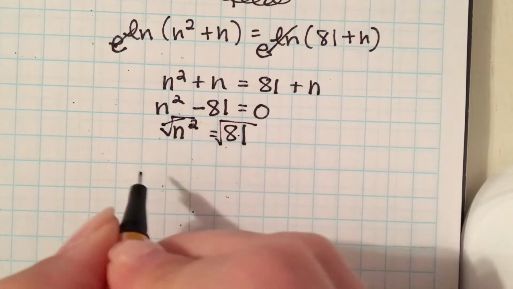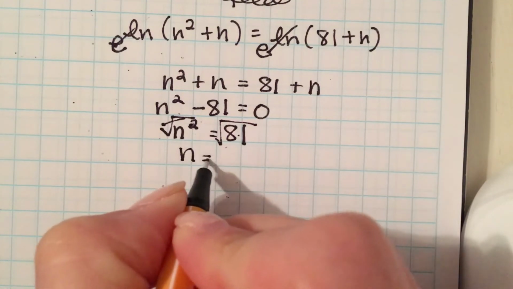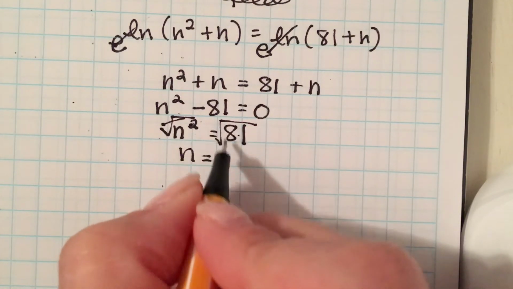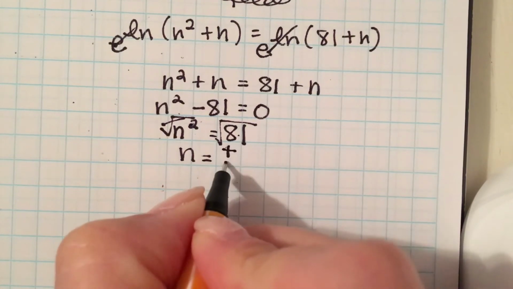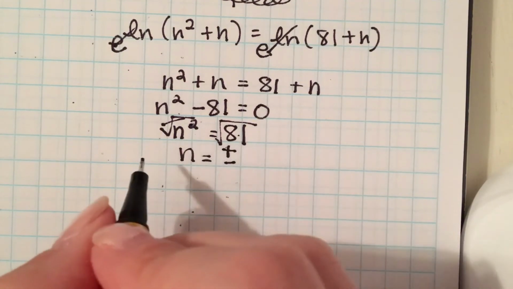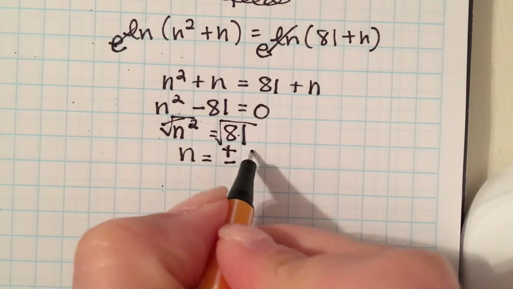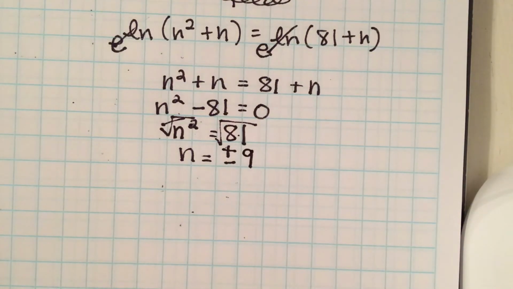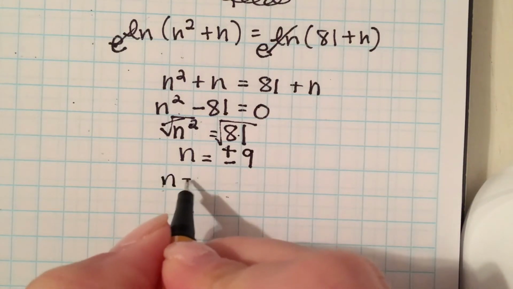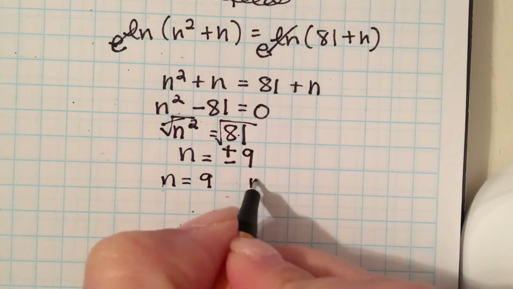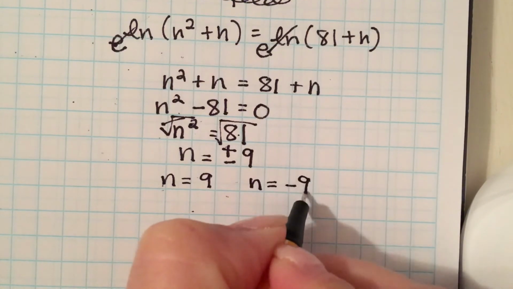Now I see that I can take the square root of both sides. So the square root and the square root cancel, leaving n equals plus or minus the square root of 81. Anytime we put a square root on both sides, we have to do plus or minus. And we all know the square root of 81 is 9. So it looks like we have two possible answers, 9 and negative 9.